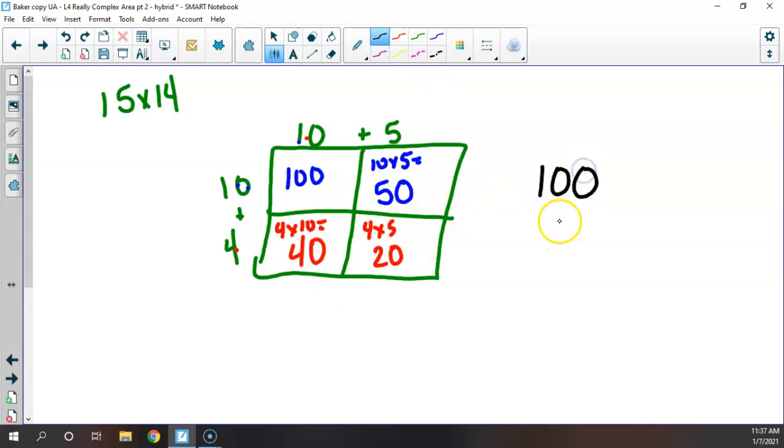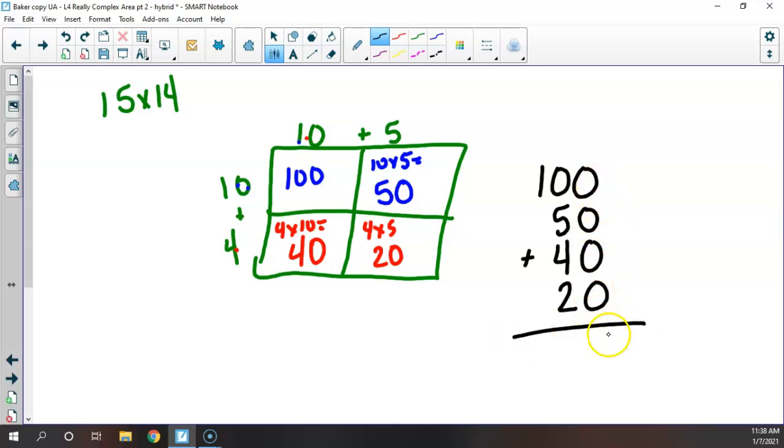I have 100, making sure I am lining them up correctly by place value so it is easier to add. So I have 100 plus 50 plus 40 plus 20. So in the ones column I have a 0. 5 plus 4 is 9, plus 2 is 11, carry the 1, and 1 plus 1 is 2. So 210 is my answer to 15 times 14.